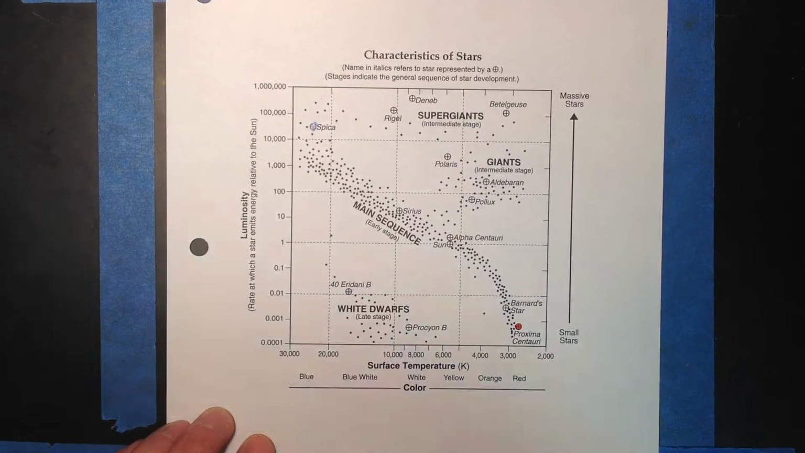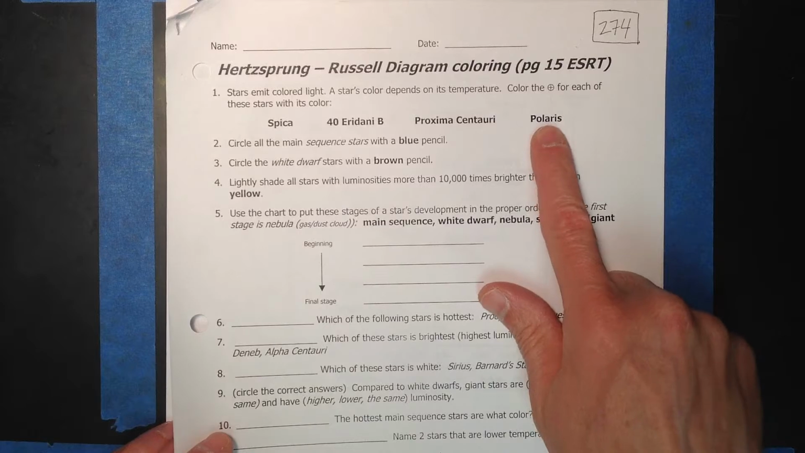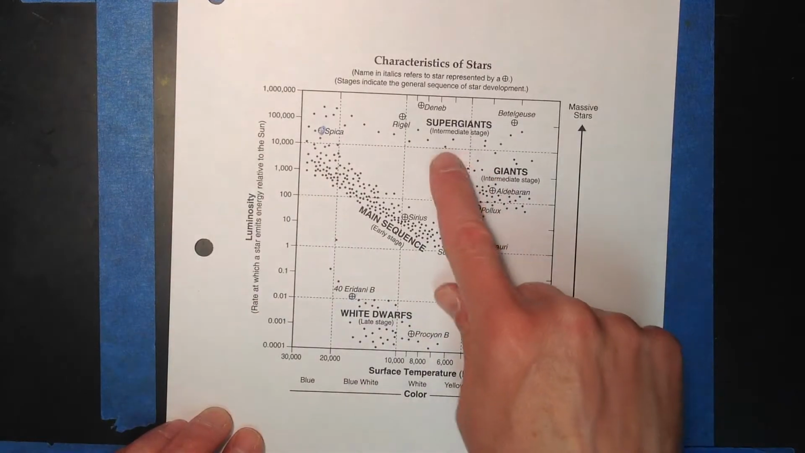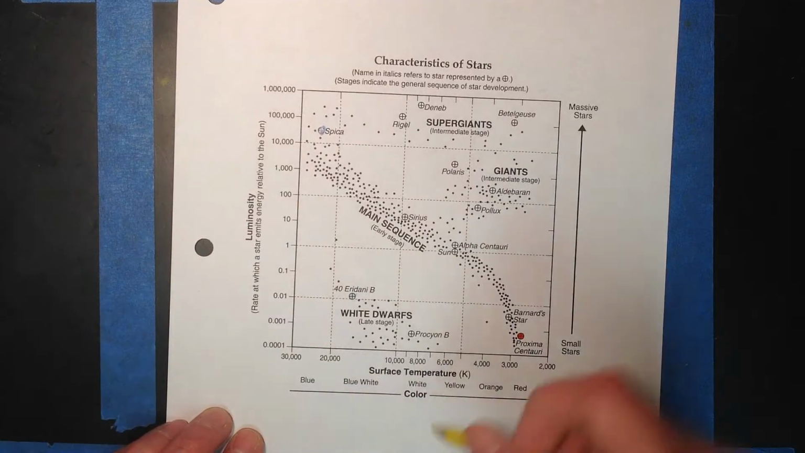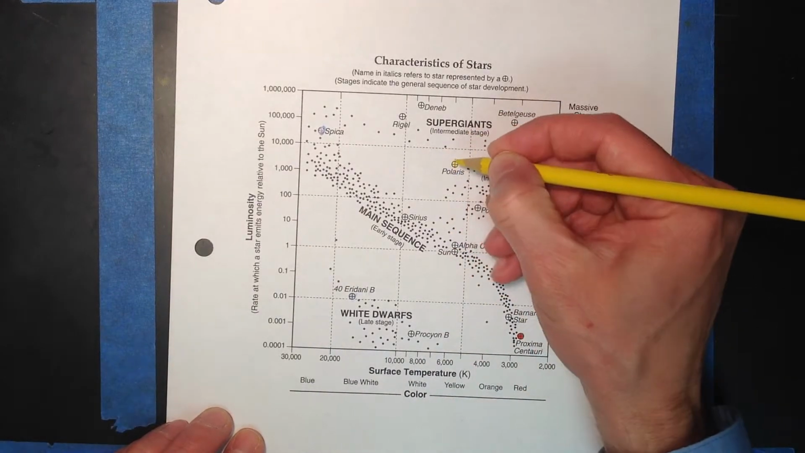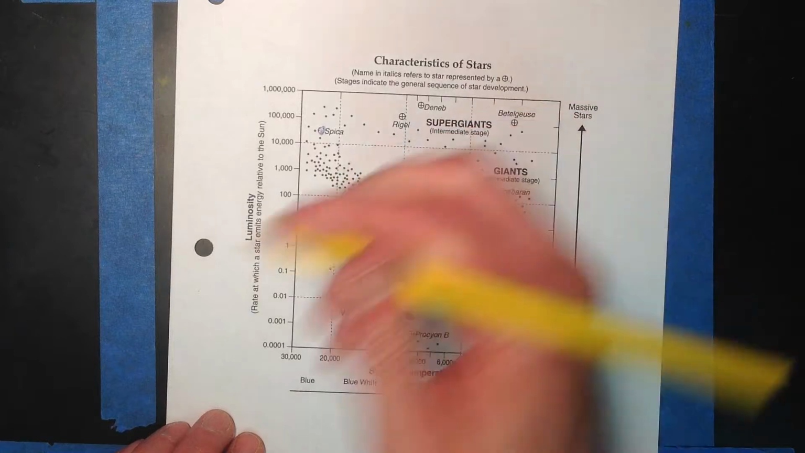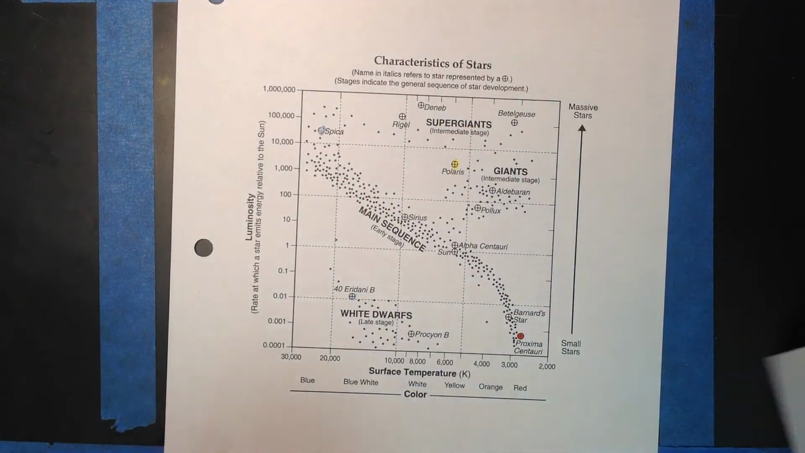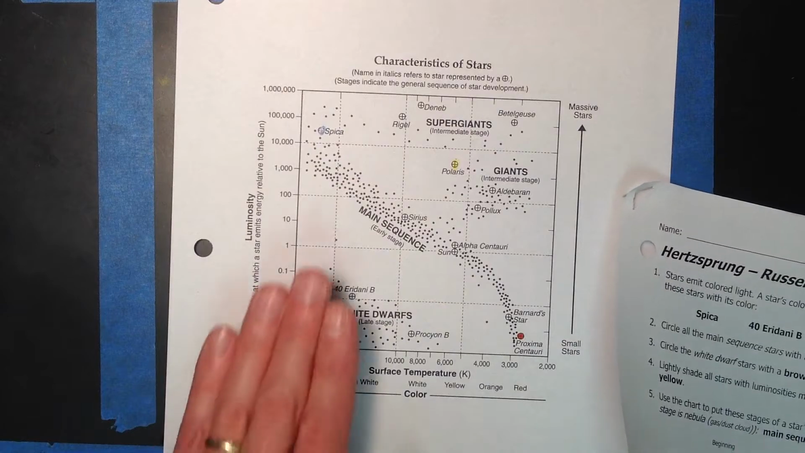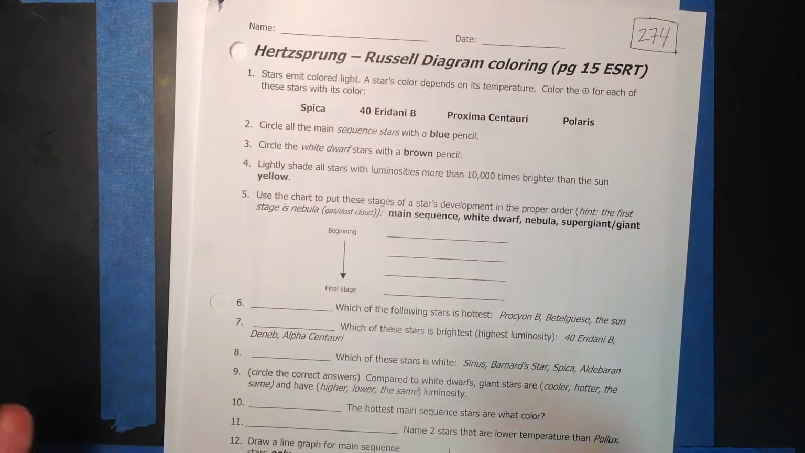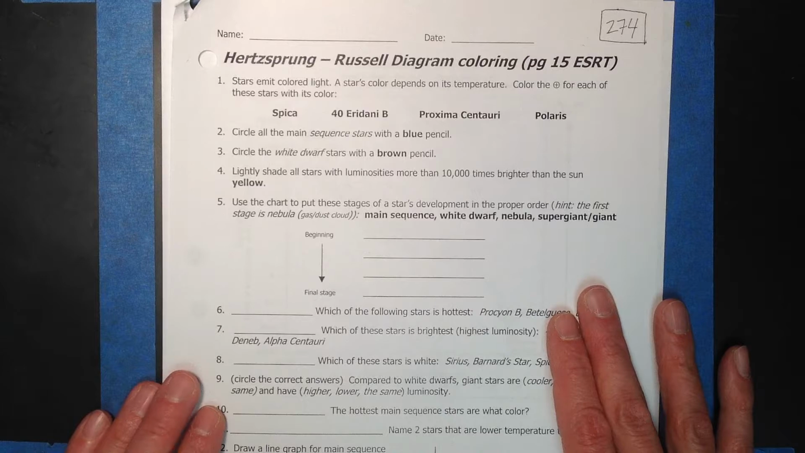Next one, Polaris, the North Star. What color is Polaris? Go down here. Yellow. So get some yellow. Color that in there. Yellow is a little hard to see, but that's what you do. So that helps you understand the color of the stars on this chart. There's a lot on this chart, and the coloring really helps you make sense of it.